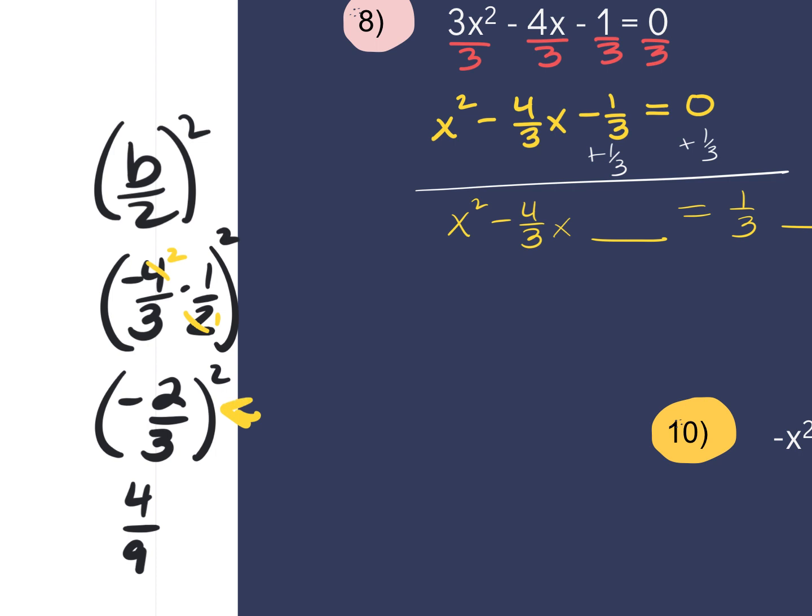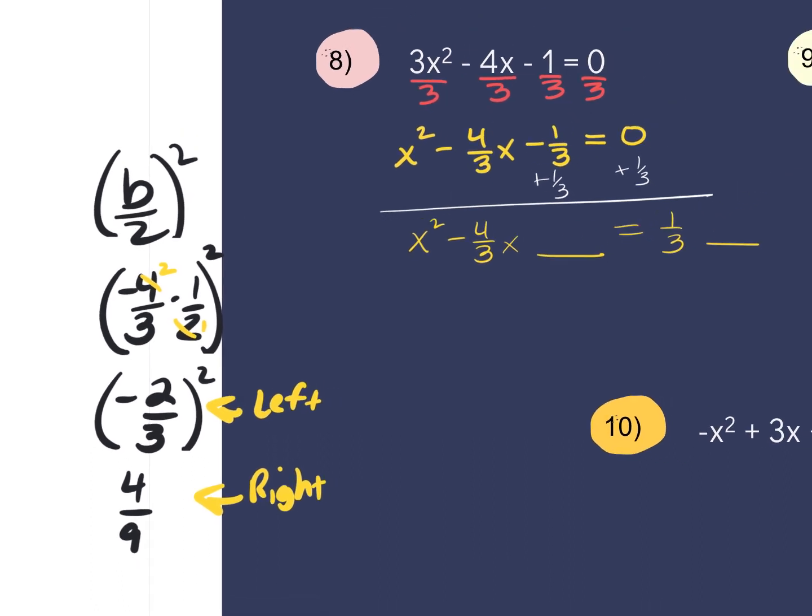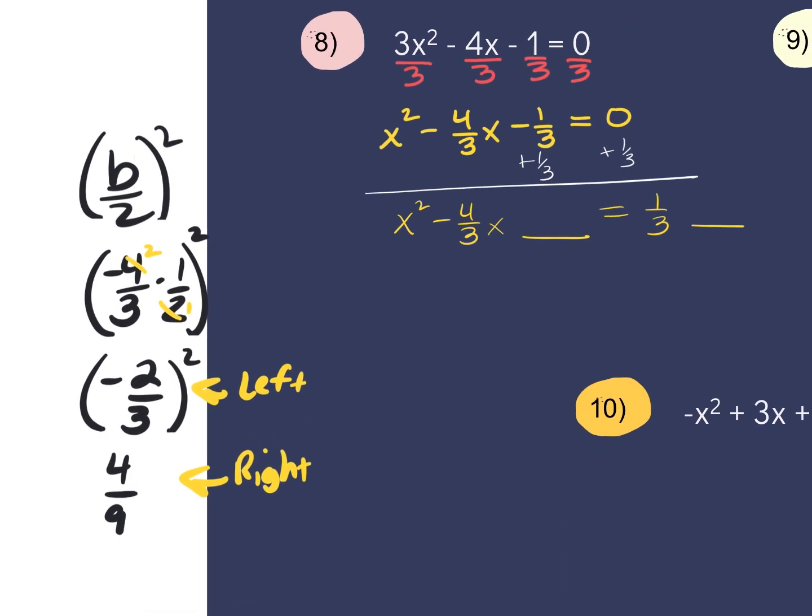This is what I'm going to put in the left side in that blank space, and this is what I'm going to put in the right side. Technically, I could put 4/9 on both sides, but then you got to remember how to go back and factor that. So what I'm going to fill in here is the plus negative 2/3 squared, and over here, plus 4/9.